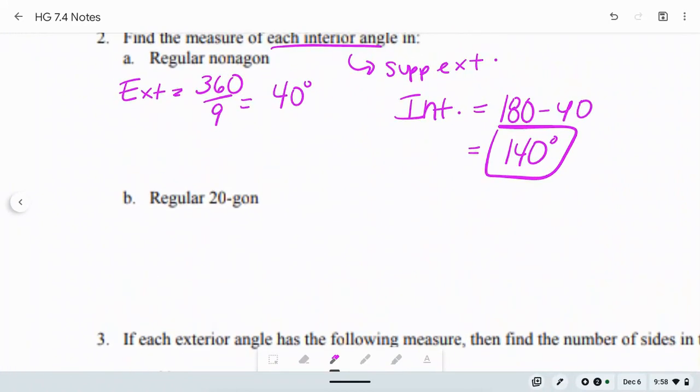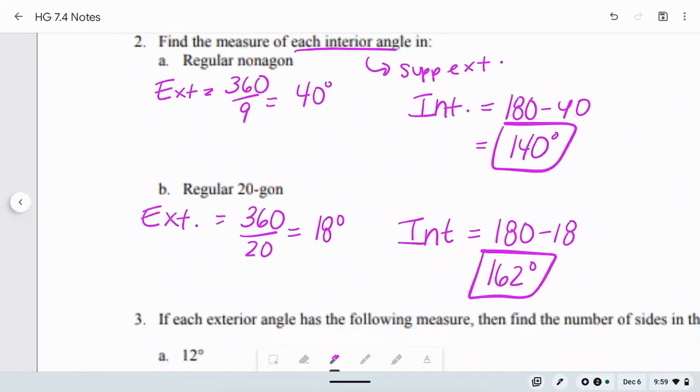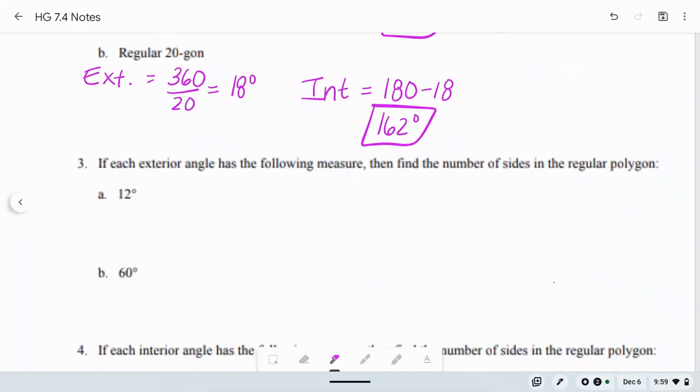Same thing with a 20-gon. Let's find the exterior angle first. So I would do 360 divided by 20. So each exterior angle is going to be 18 degrees. And then to get each interior angle, I'm just going to take the supplement of that. So I'm going to do 180 minus 18. So each interior angle in a 20-gon would equal 162 degrees.